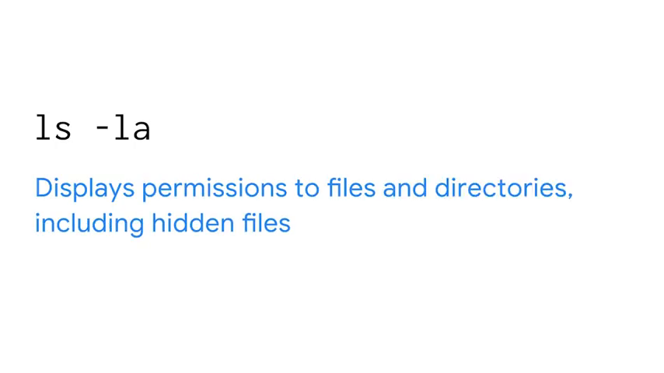You might also want to display hidden files and identify their permissions. Hidden files, which begin with a period before their name, don't normally appear when you use ls to display file contents. Entering ls -a displays hidden files. Then, you can combine these two options to do both. Entering ls -la displays permissions to files and directories, including hidden files.